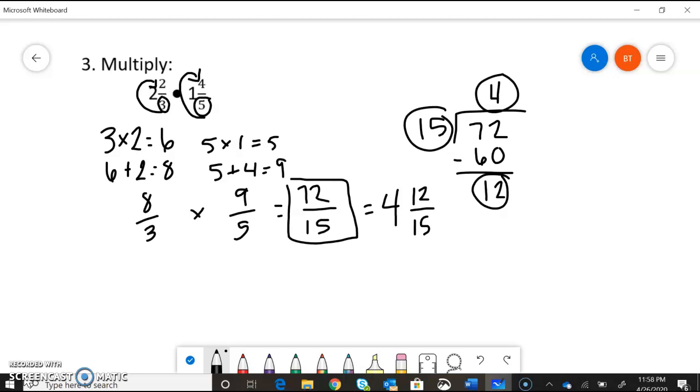So we need to think of a number that we can divide both the top and the bottom by. So the common factor would be 3. So if we divide 12 by 3 and divide 15 by 3, don't forget your whole number, we end up with 12 divided by 3 is 4, 15 divided by 3 is 5. So our final answer would be 4 and 4/5.